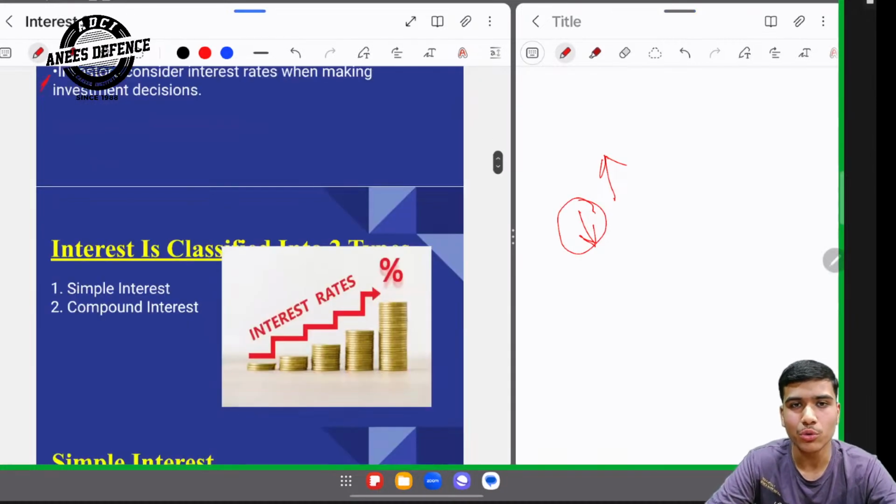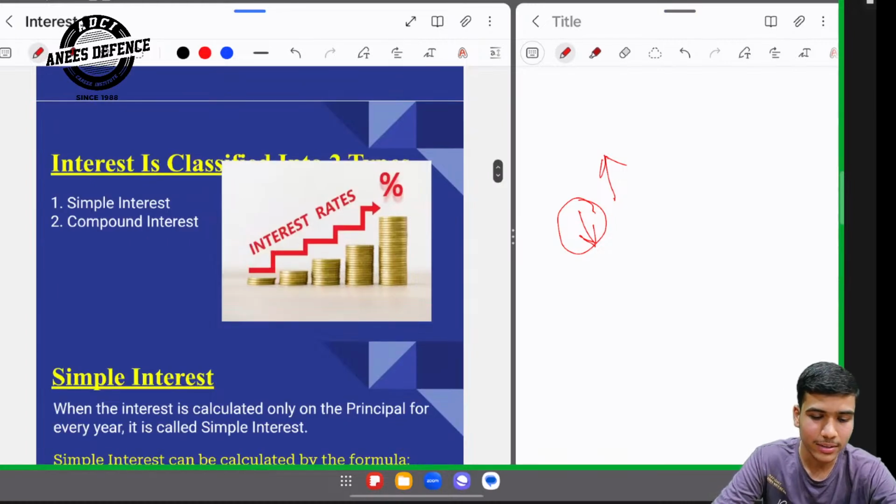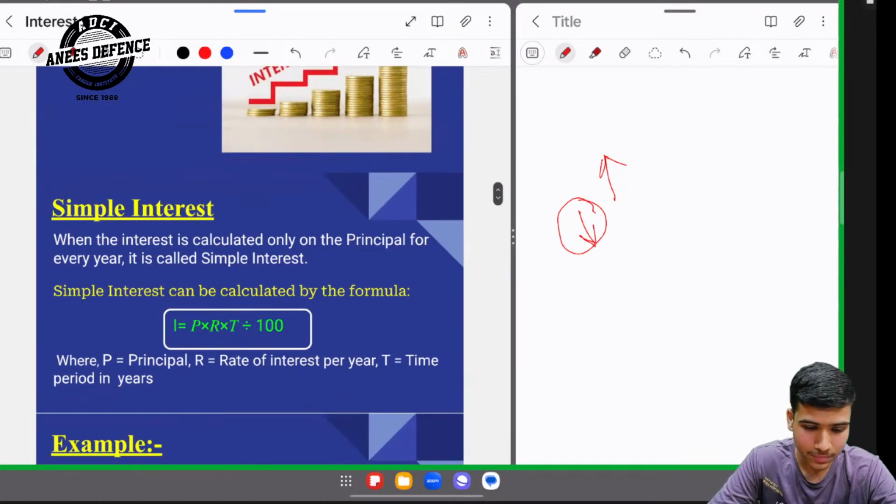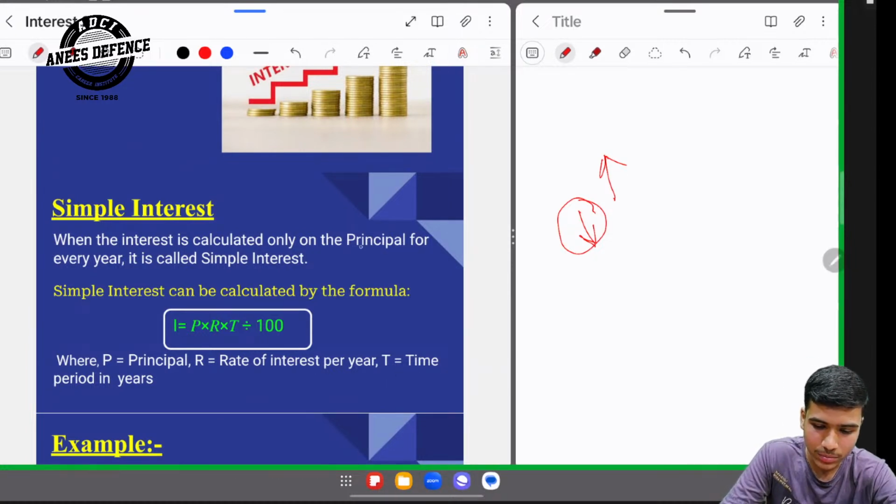Interest is classified into two types, that is simple interest and compound interest. Firstly, we will discuss what is simple interest. When the interest is calculated only on the principal for every year, it is called simple interest. So simple interest is calculated only on principal.